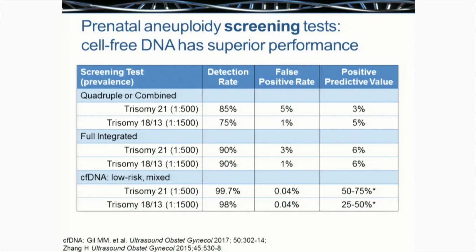So I'm only going to show one slide that has this data on it so that we're not overwhelmed with different statistics. But these are some of the tests that are used with maternal serum screening, plus or minus use of ultrasound, so the quadruple or the full integrated. The detection rate is what's shown in this column, so the sensitivity of the test. You can see that depending on the permutation and specific aneuploidy that we're trying to detect, that ranges from 75% up to 90%.